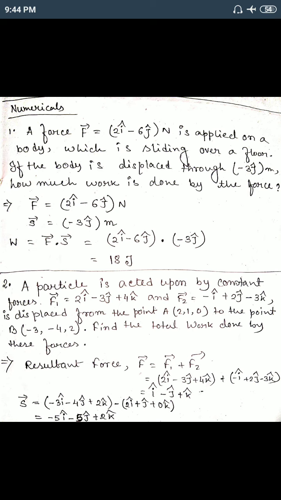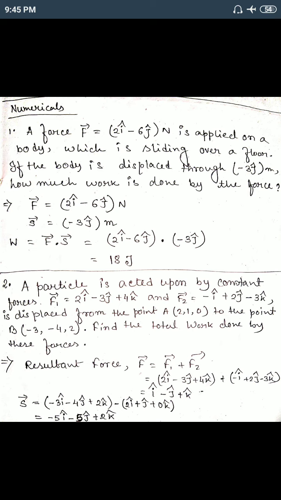In the first numerical, the force expression 2 i hat minus 6 j hat Newton is applied on a body, and the body is displaced by minus 3 j hat meter. How much work is done by the force? Since the values are given, we use the formula W equals F dot S. Because i dot j is 0, the work done will be minus plus 3 into 6, 18 joule. j dot j is 1. Clear? So the work done by the force will be 18 joule.